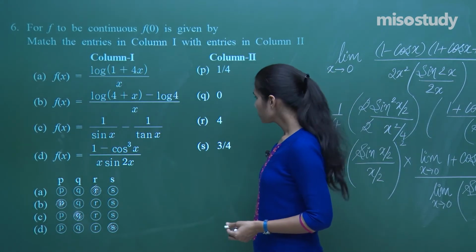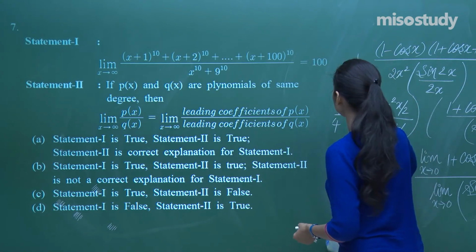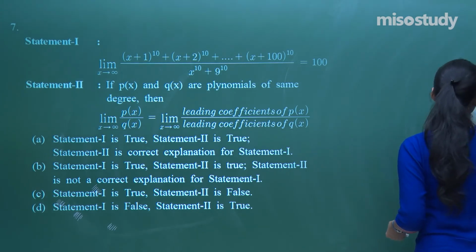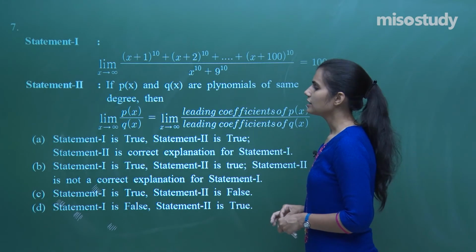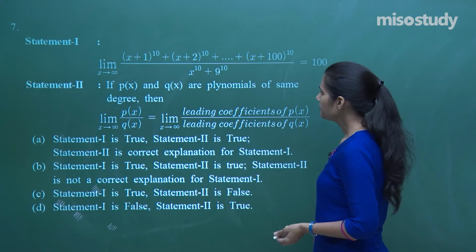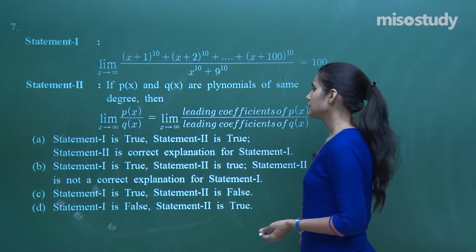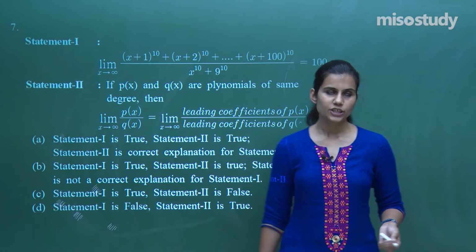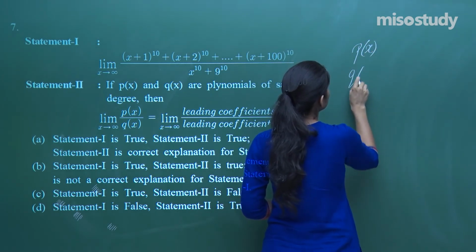Fine. Let's move on to the next one. We have, this is my statement given to me. It says that limit of this expression is 100. Okay. And statement 2 says a general description that if px and qx are polynomials of same degree, then limit x tends to infinity px by qx is the limit x tends to infinity leading coefficient of px upon leading coefficient of qx. Let's talk about general two polynomials of same degree, px and qx.